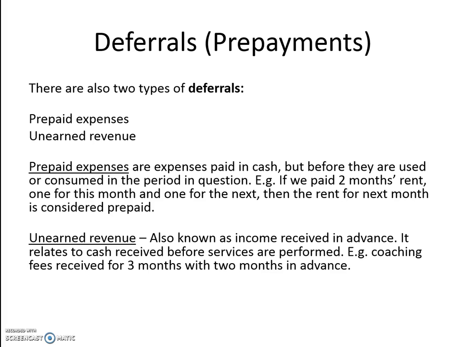For example, if we pay 2 months' rent for this month and one for the next, then the rent for next month is considered prepaid. Unearned revenue is also known as income received in advance. It relates to cash received before services are performed, like in the case of coaching fees received for 3 months with 2 months in advance.